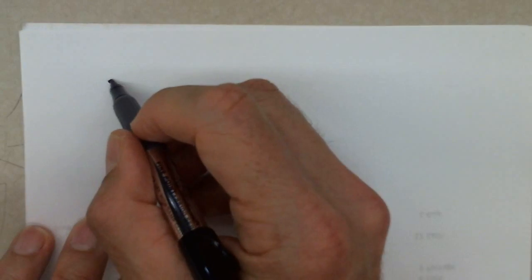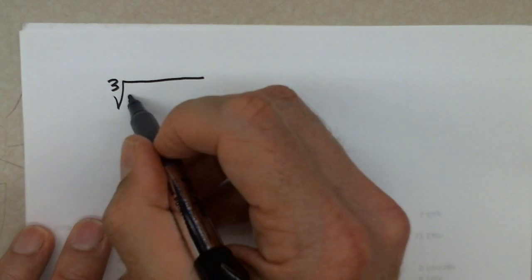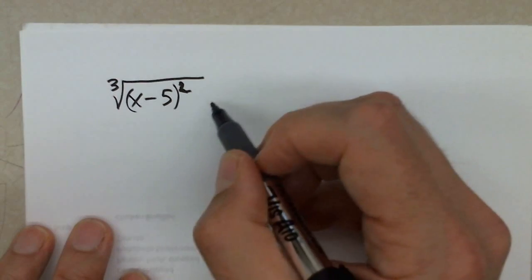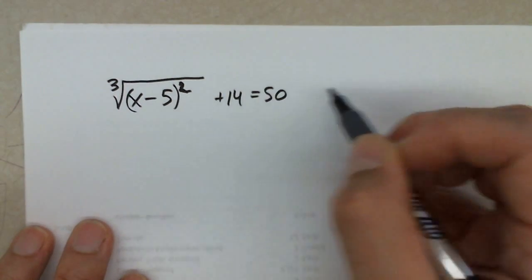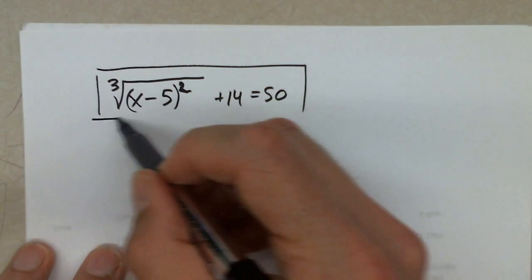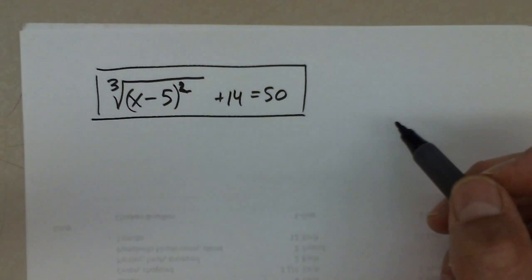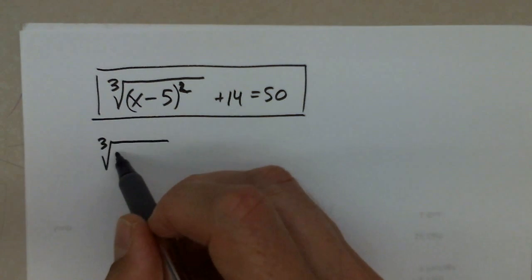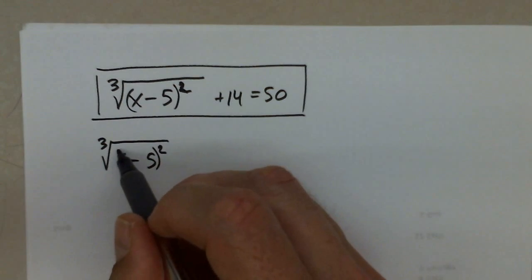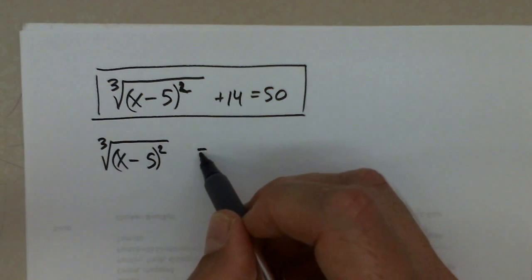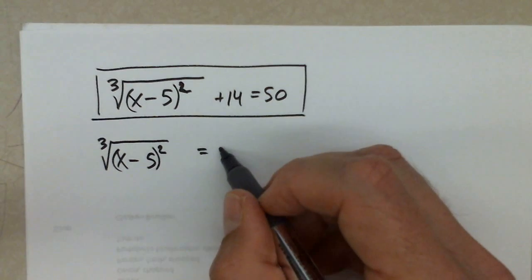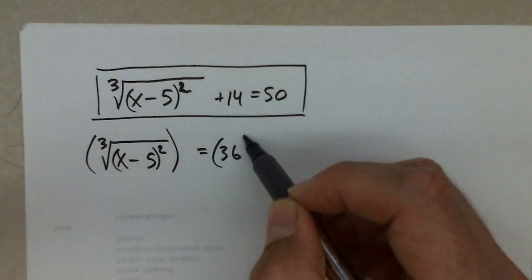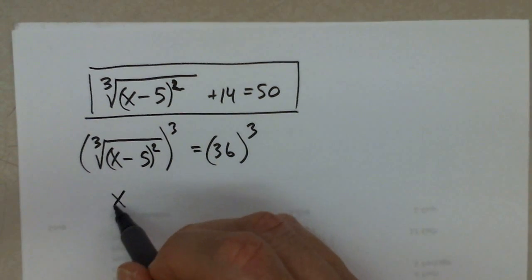Okay, if we had a different root, we'll still follow the same strategy. Subtract 14. And now we have a cube root, so we'll cube both sides.